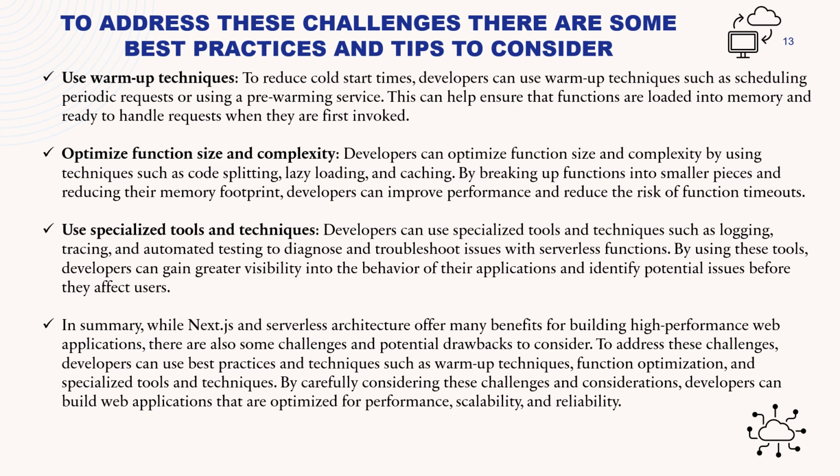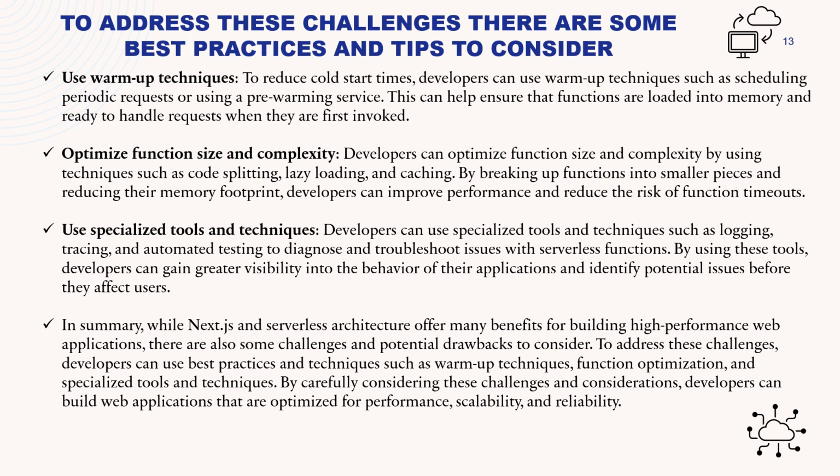Optimize the function size and complexity. Developers can optimize the function size and complexity by using techniques such as code splitting, lazy loading, and caching. By breaking up the function into smaller pieces and reducing the memory footprint, developers can improve the performance and reduce the risk of function timeouts. Use specialized tools and technologies. Developers can use specialized tools such as logging, tracing, and automated testing to diagnose and troubleshoot issues with serverless functions. By using these tools, developers can gain greater visibility into the behavior of the application and identify potential issues before they can affect users.